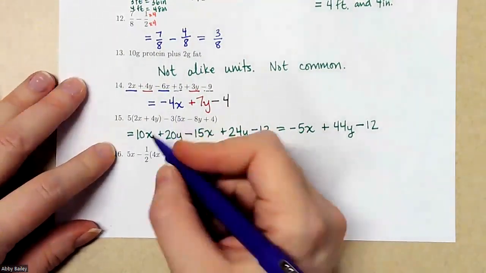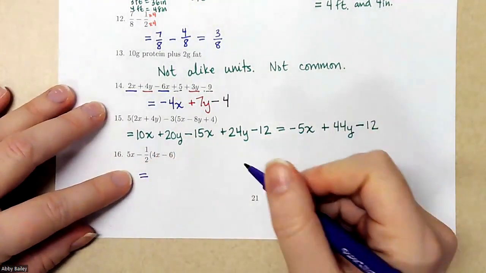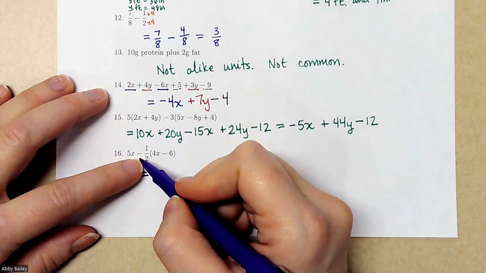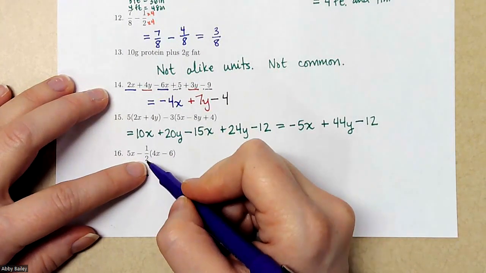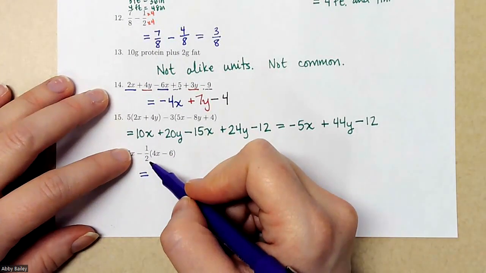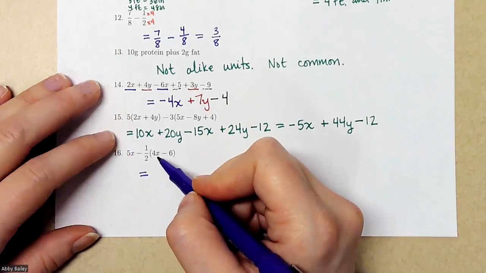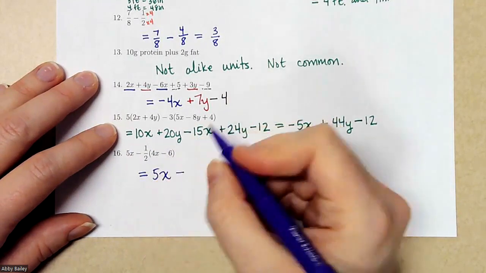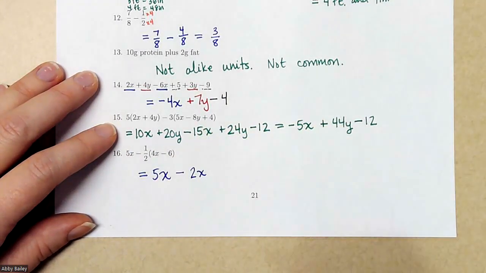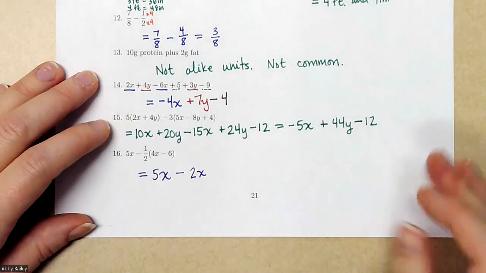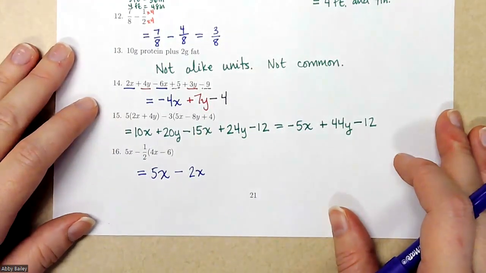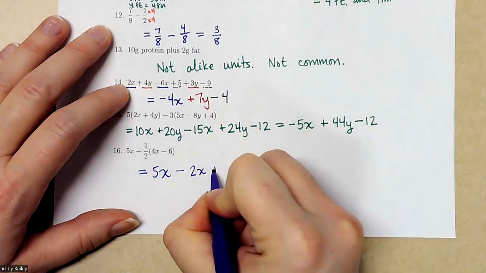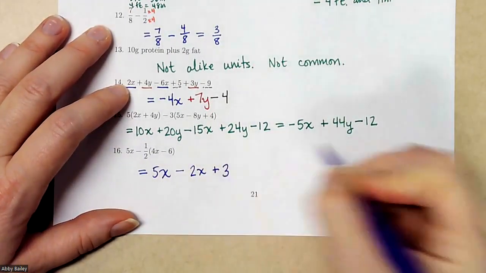Let's see here. Okay, I am not scared of fractions. So I have to take away half of 4x. Well, if I have half of a 4x, that's 2x. So I'm really doing 5x take away half of that, 2 x's. Take away half of a debt of 6. Taking away a debt is a gain. So I'm actually adding, but half of 6 is 3.